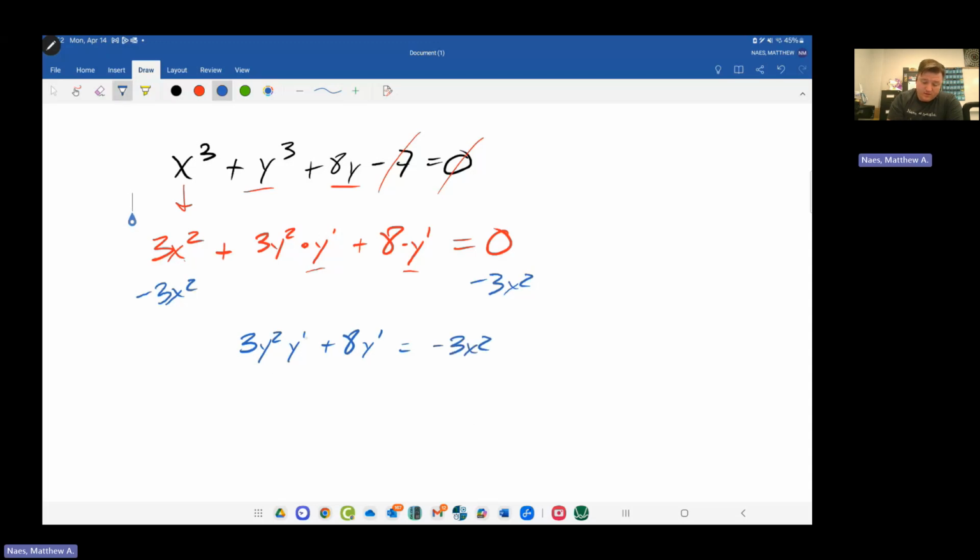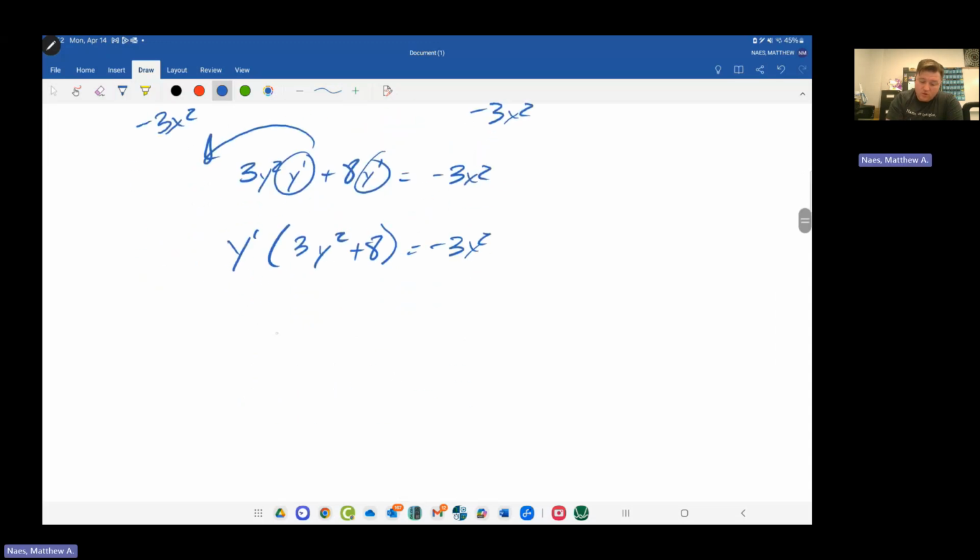Factor out your y prime. Basically get your y primes and bring them outside. So y prime times 3y squared plus 8 is negative 3x squared. Now we get y prime if you divide both sides by 3y squared plus 8. Can't reduce that, so that's it. Negative 3x squared over 3y squared plus 8.